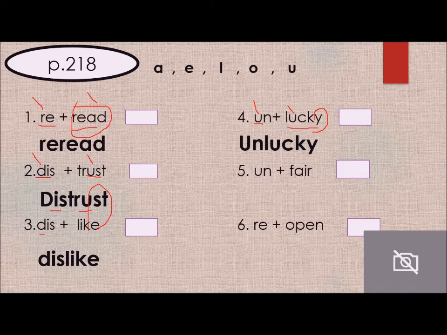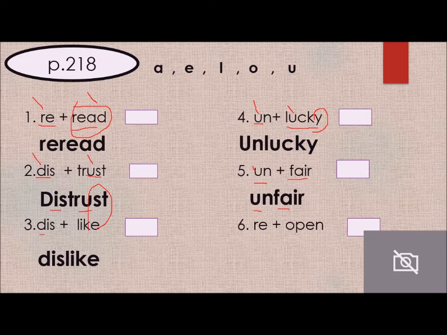Okay? Number 5, unfair. Let's start with un. We break the word so it becomes easy. Un has one vowel sound, which is U. Let's start with fair. We have two vowels, A and I, but we are only hearing the vowel A. So how many syllables do we have in fair? One syllable. So unfair has how many syllables? Two syllables. We have U in un and A in fair.